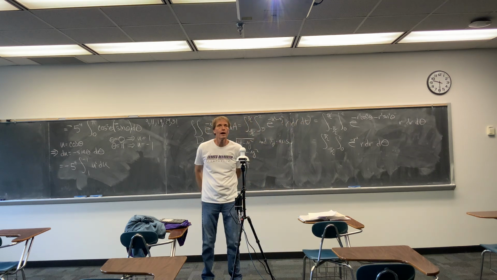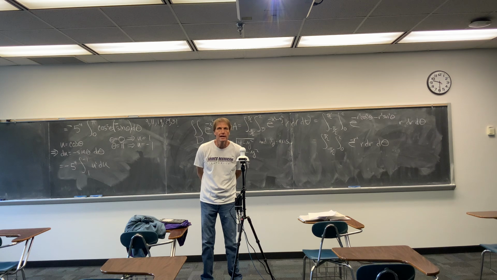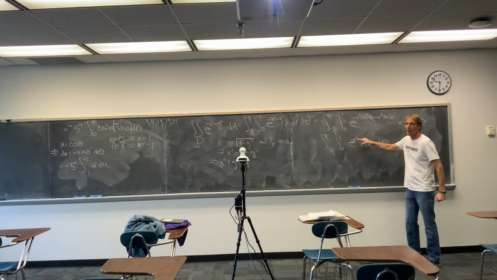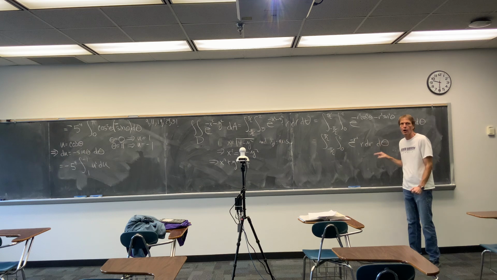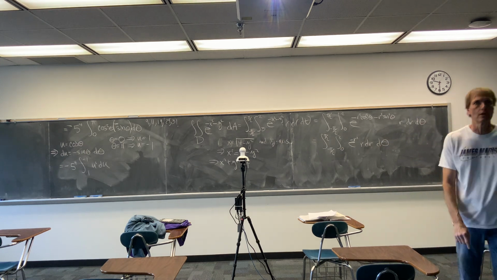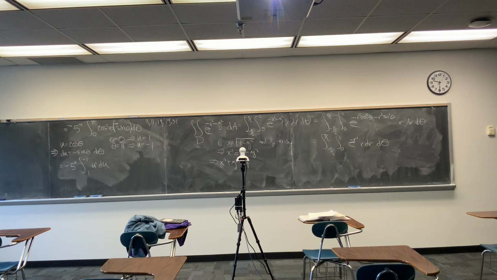And so now we're down to here. The inner integral is with respect to r. You're trying to integrate e to the minus r squared times r dr. What integration technique would you use to try to integrate that, guys?